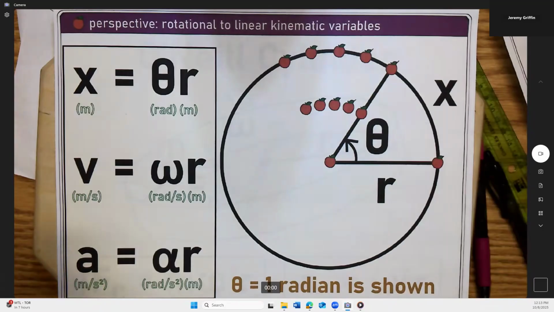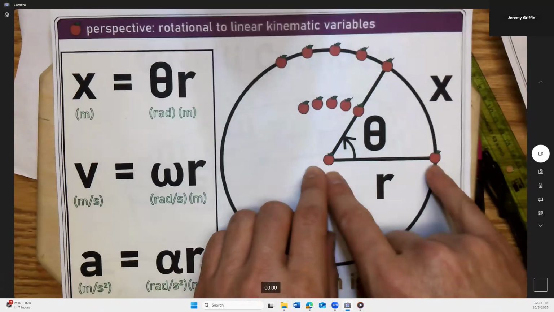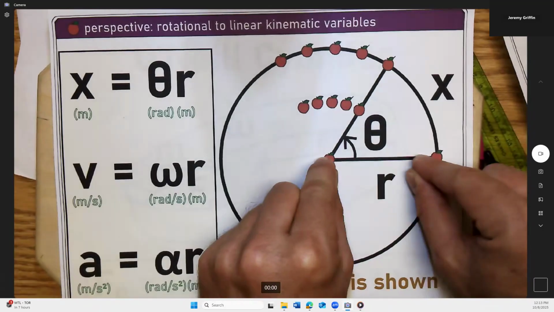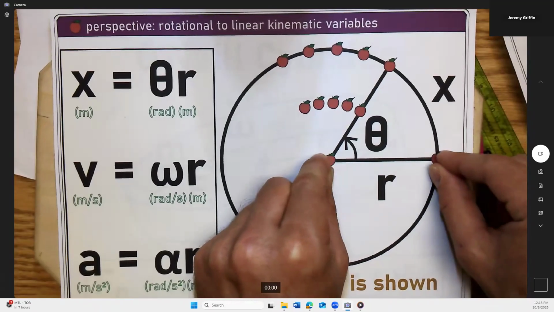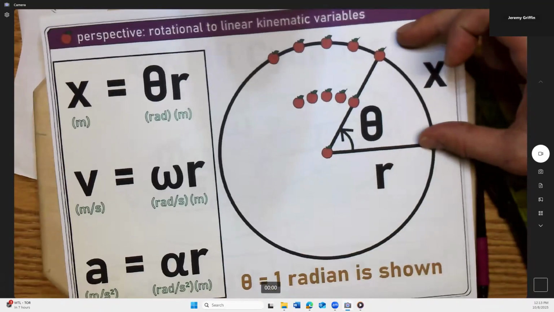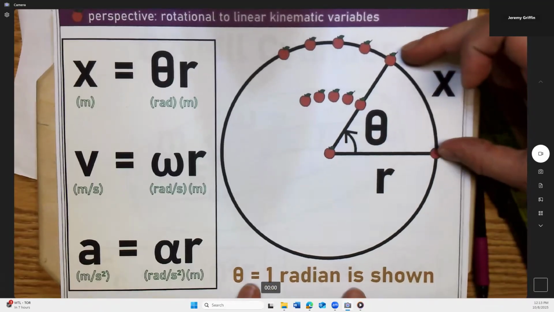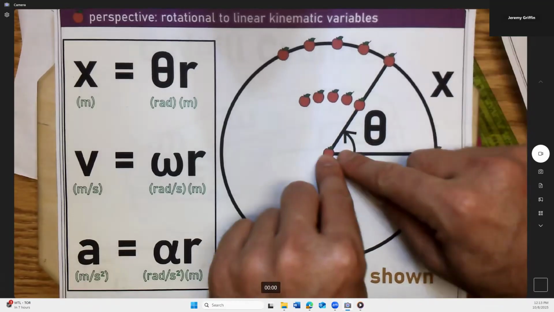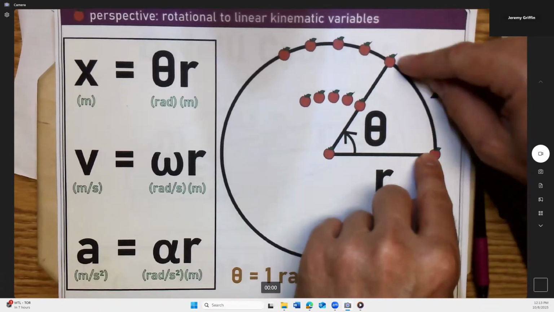Guys, let's back up a little bit. Let's say I take a string right here. Can you imagine my string? It stretches out to radius r, and start wrapping that around. It gets to right there. Do you see theta equals 1 radian shown? So that's if I take 1 radius and stretch it around, it goes that far.